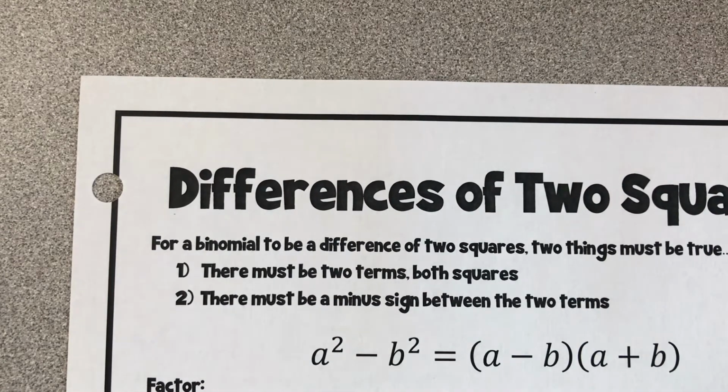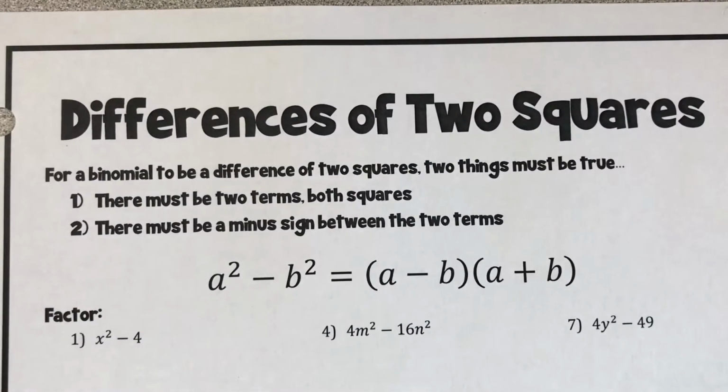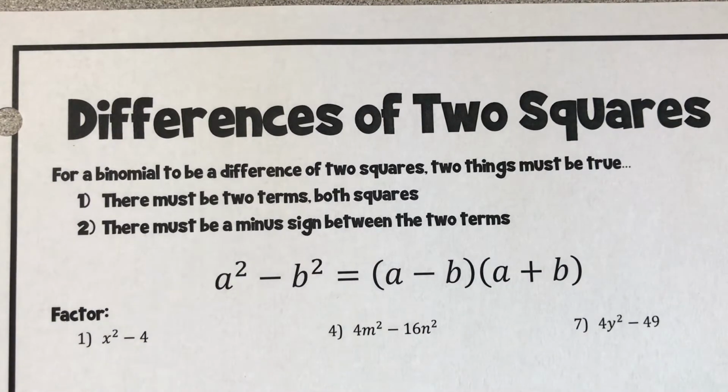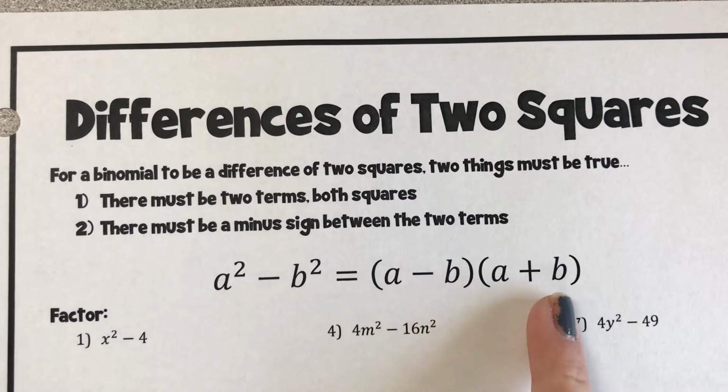Okay, let's talk about the difference of two squares. Spoiler alert, it is a difference of two squares. So if you notice a pattern where you have a perfect square minus a perfect square, all we're going to do is set it up in the a minus b, a plus b pattern.